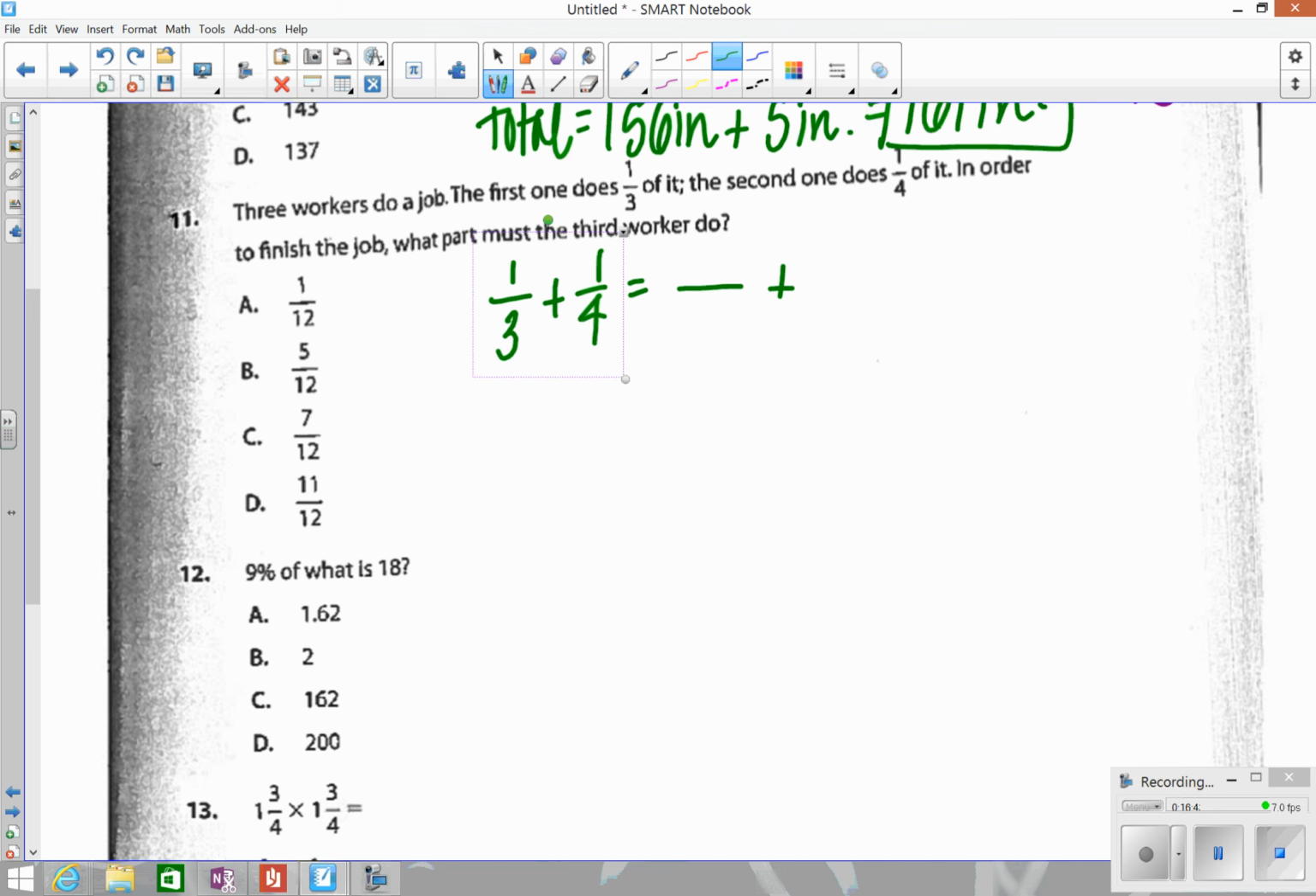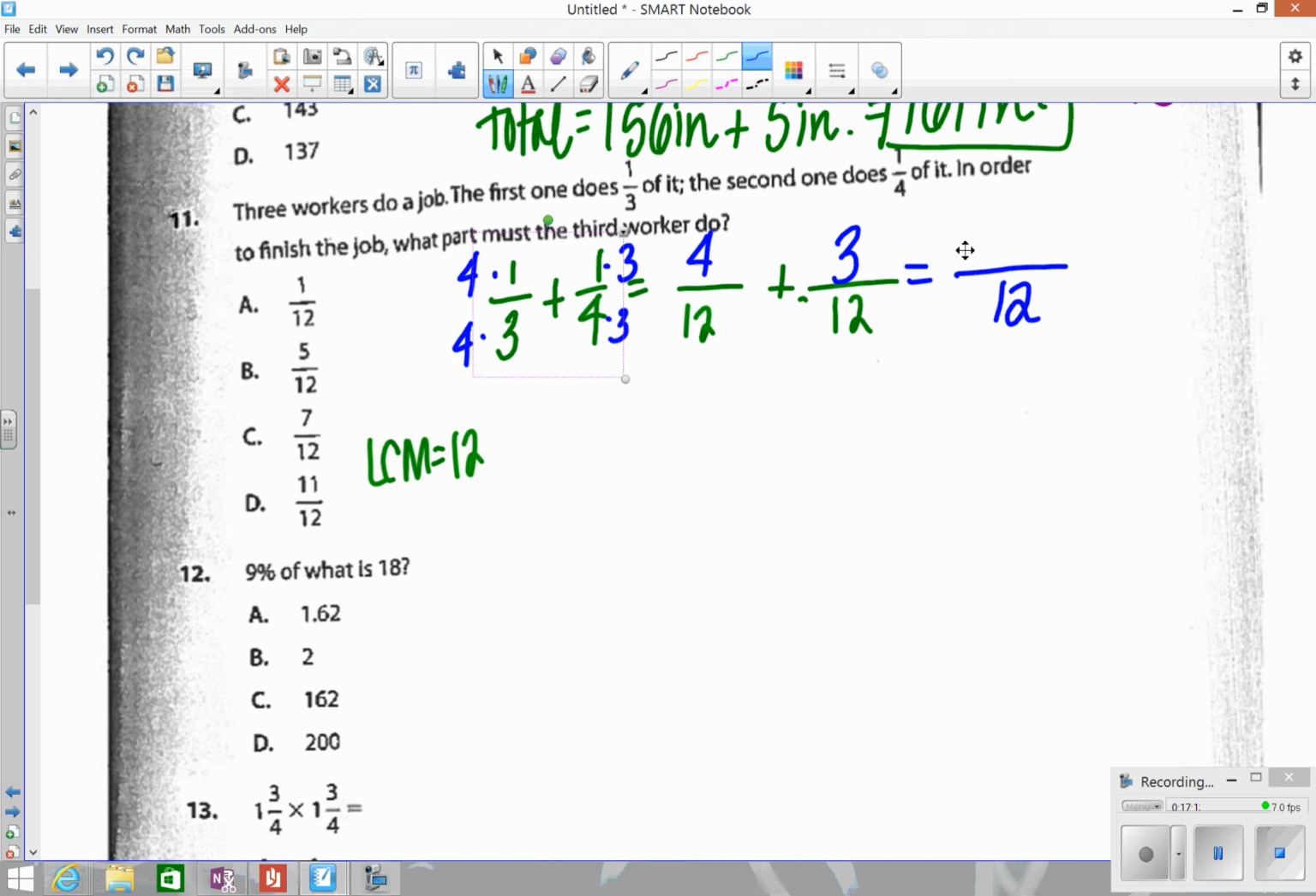So first thing you got to do when you're adding fractions is get a common denominator. So 12 is the LCM here, the smallest number that both 3 and 4 go into. So then what I have to do is I have to say, okay, well, what did I have to do to 3 to get to this common denominator? I had to multiply it by 4. So you do that on top and bottom. This one you had to multiply by 3 to get to 12, so do that on top and bottom. And then you're going to keep the denominator, which is 12, and then you're going to add on top 4 plus 3, so we get 7 over 12. So that means I have 7 over 12ths of the work done total.